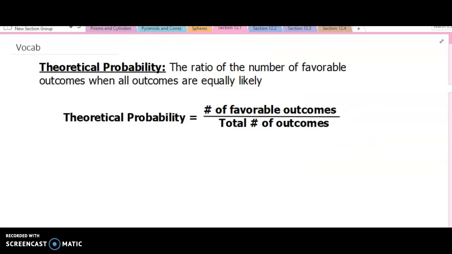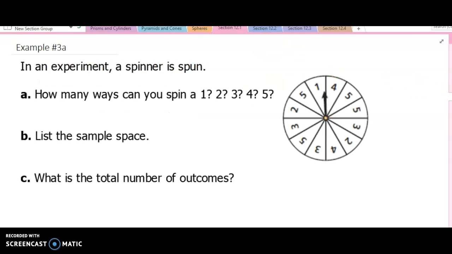All right, so the theoretical probability is the ratio of the number of favorable outcomes to the total number of outcomes, when all outcomes are equally likely. Okay, so like heads or tails, we have a 50-50 chance. So 50% would be the theoretical probability. All right, let's look at this example here.